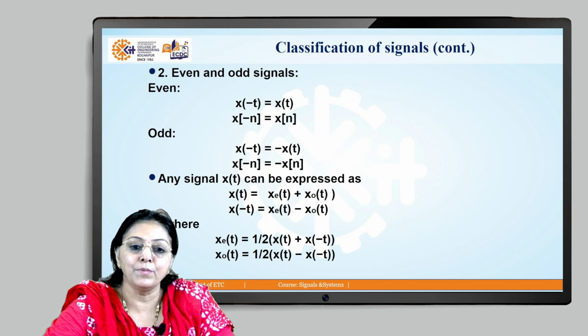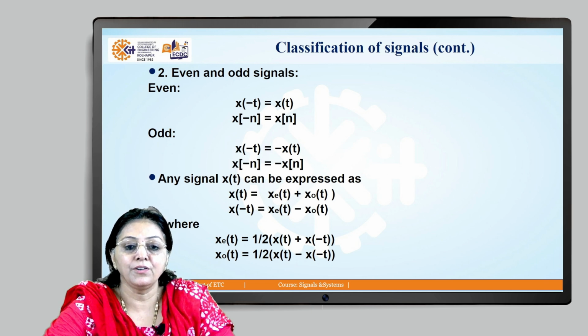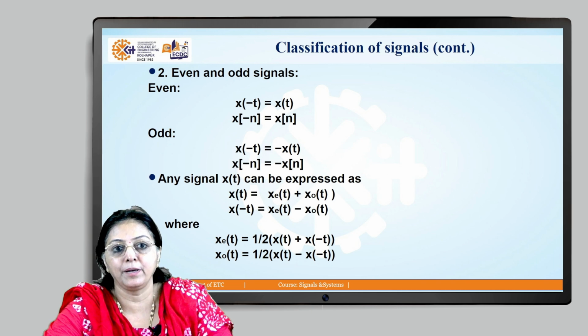It means taking a mirror image of the signal. When you take the mirror image of signal x of t, and x of minus t is equal to x of t, this is called the even part of a signal. X of minus n equals x of n. This is in continuous time format, and this is in discrete time format. Then x of minus t equals minus x of t, and x of minus n equals minus x of n. That is called an odd signal. This is the even signal, this is the odd signal. We can complete the classification first, then we focus on the transformation of independent variables.